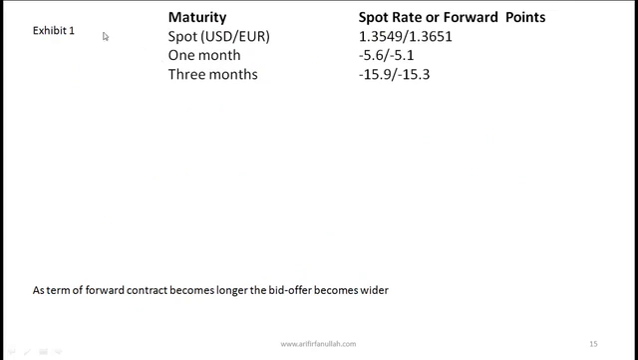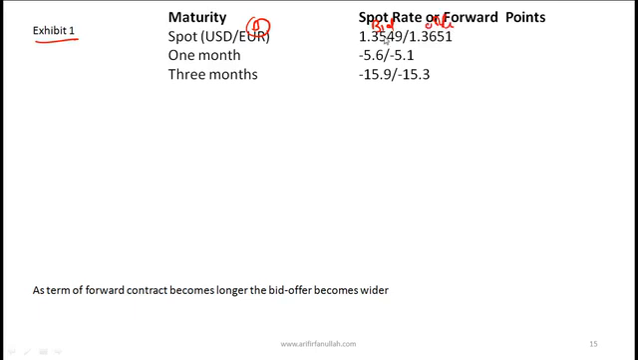Now let's take a look at Exhibit 1 in the curriculum, which is very important, and this shows us how forward rates are typically quoted in professional FX markets. So Exhibit 1 tells us that the spot rate on the US dollar / euro, so here the base currency is the euro, the spot rate is 1.3549 / 1.3651. This is the bid and this is the offer.